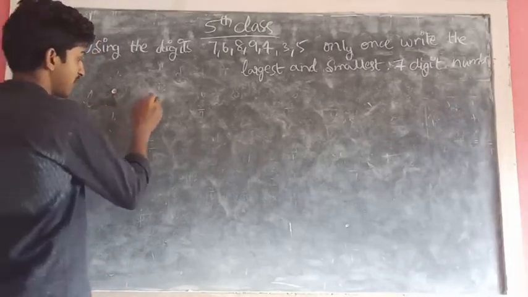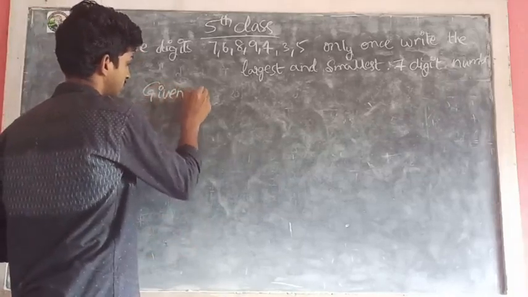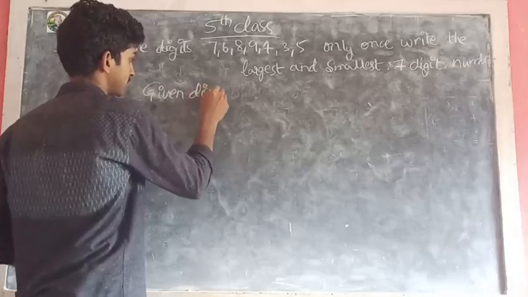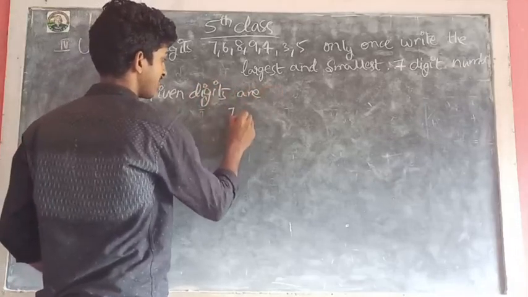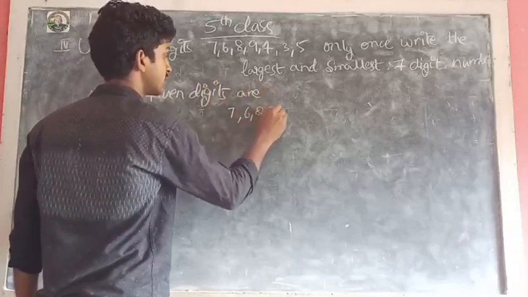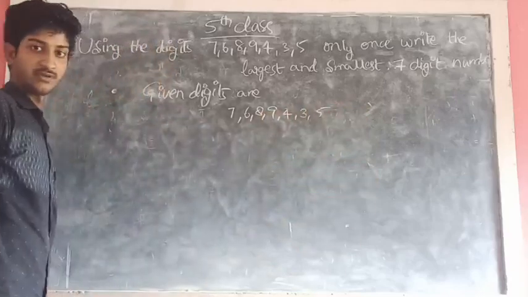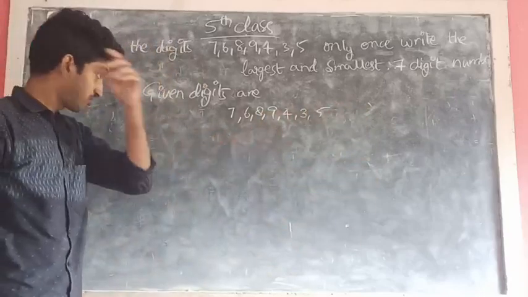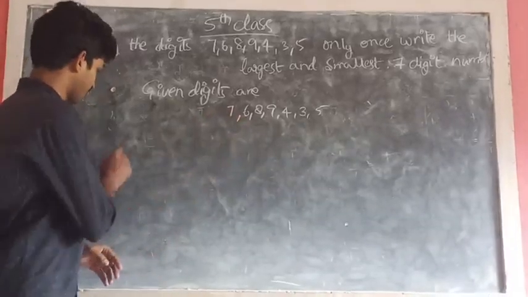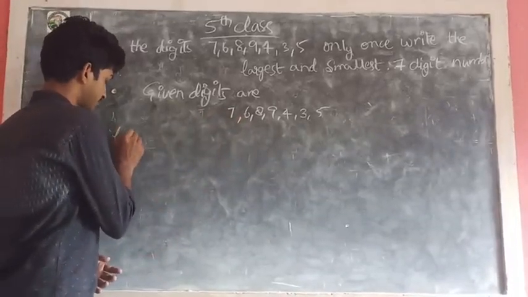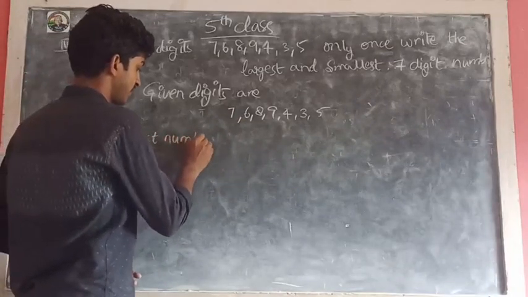First of all, write the given digits. The given digits are 7, 6, 8, 9, 4, 3 and 5. These are the given digits. And now coming to the largest number.